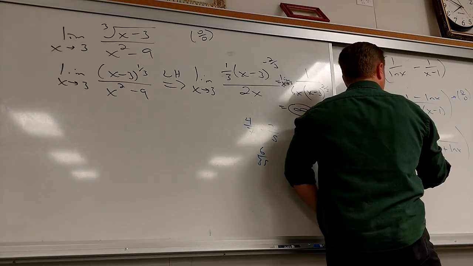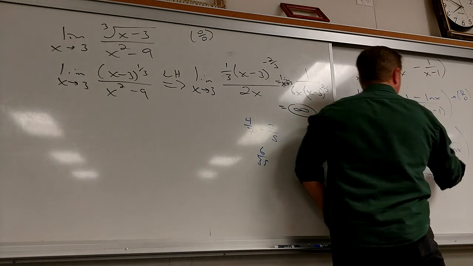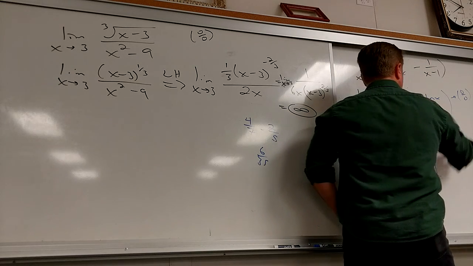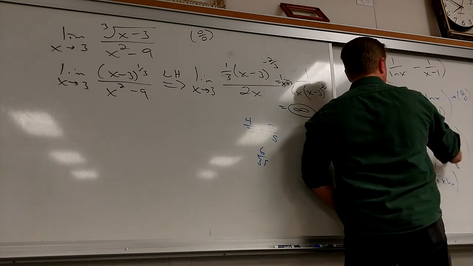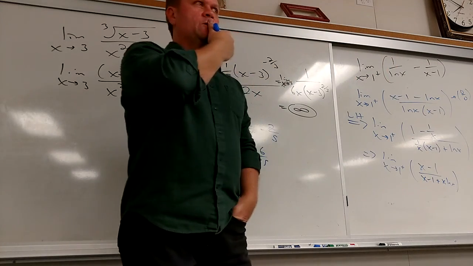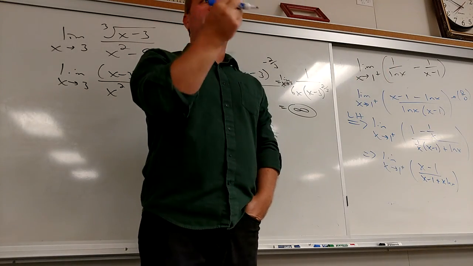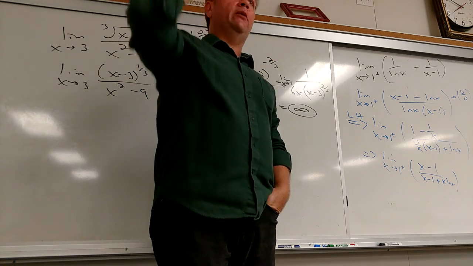So if I multiply top and bottom by x, I get x minus 1 over x minus 1 plus x natural log of x. So I just multiply top and bottom by x. Why am I allowed to do that? What's the only value I couldn't do that for? Multiply top and bottom by x.